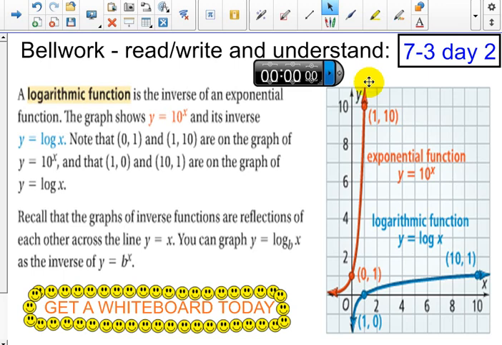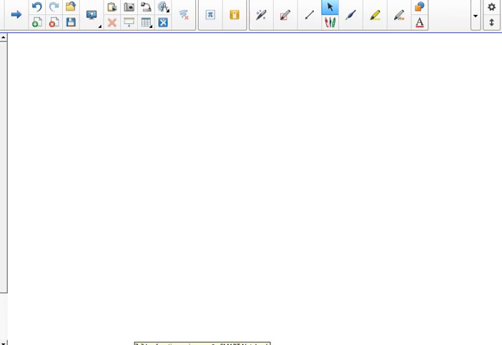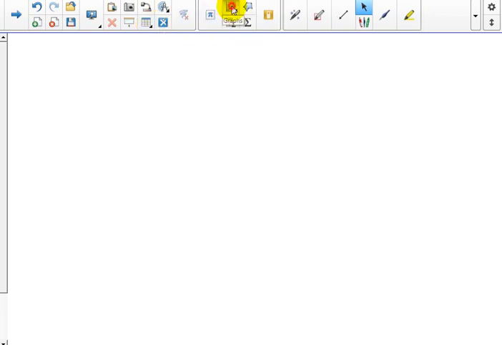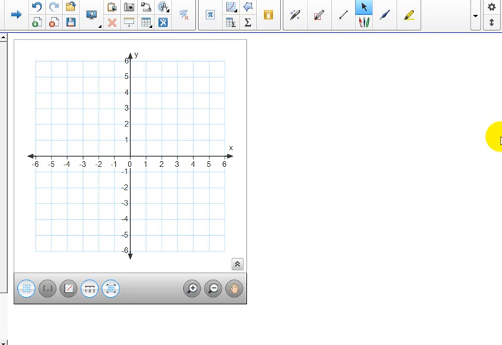So if everybody would flip their whiteboards over to the back where the grid is, and just graph y equals x. So when x is 1, y is 1. When x is 2, y is 2. When x is 3, y is 3. When x is 4, y is 4. And when x is -1, y is -1, -2, -2, -3, -3, -4, -4. All right, and so on and so forth.